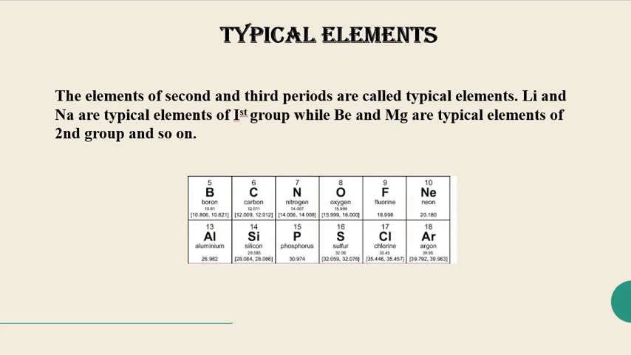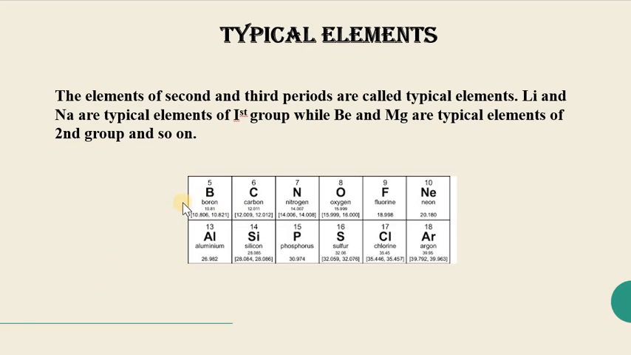Typical elements. All the elements which are present in the second and third periods are called typical elements. For example, lithium and sodium are typical elements of the first group. That means in the first group, lithium and sodium are present in the second and third period. Similarly, for the second group, beryllium is present in the second period, magnesium is present in the third period. So beryllium and magnesium are typical elements of the second group.